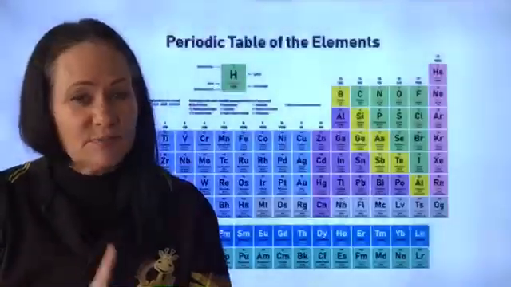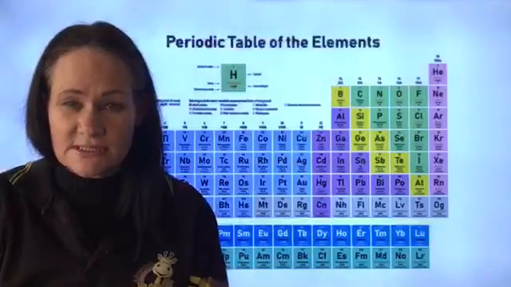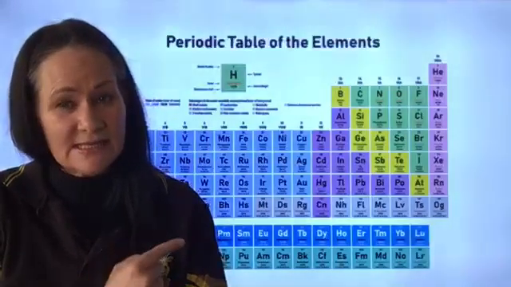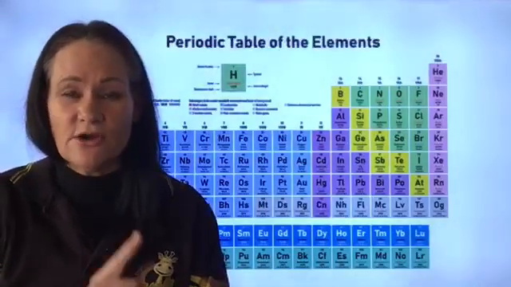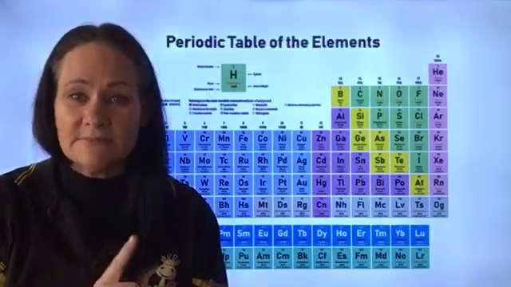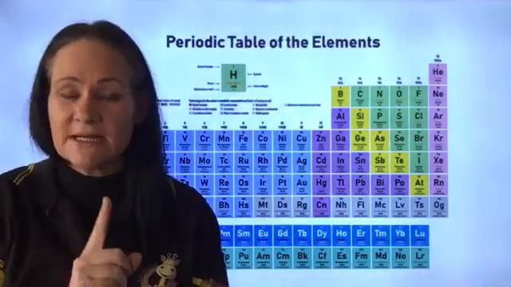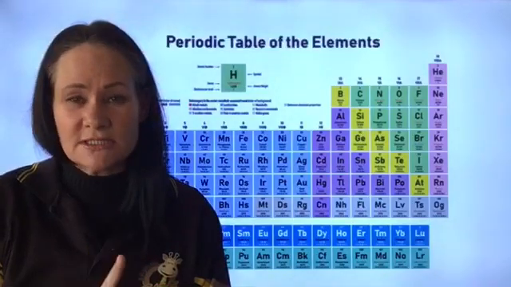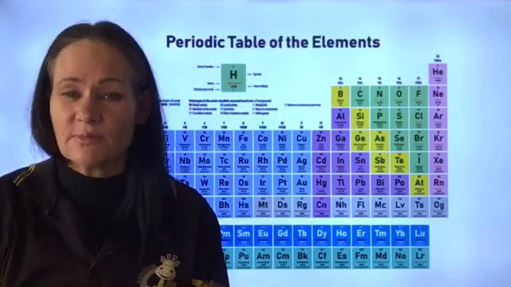Now we have to discuss pure substances and mixtures. A pure substance is anything you see on the periodic table. It only consists of one atom. Their configuration is different, but it's only one atom. And because it's only one atom, it has its own physical properties.